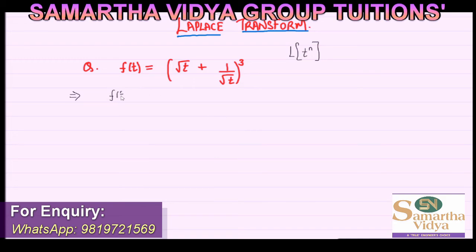So we are taking the function f of t, and you can see that this is of the form a plus b the whole cube. So let's apply the a plus b the whole cube formula, which is nothing but, as you can recollect, a cube.